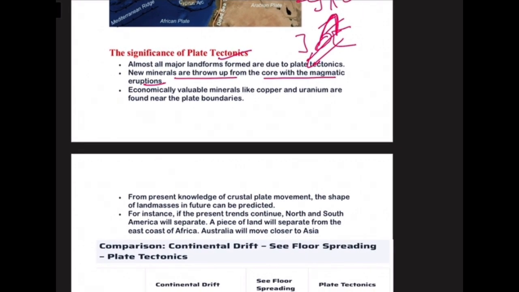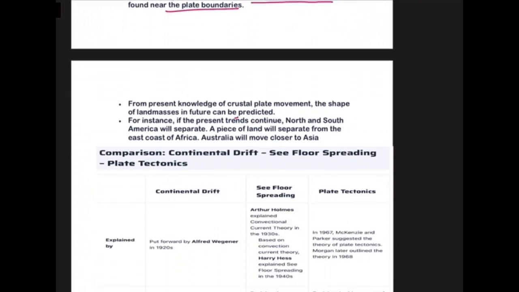Economically valuable minerals like copper and uranium are found near the plate boundaries. From present knowledge of crustal plate movement, the shape of land masses in the future can be predicted. For instance, if the present trend continues, North and South America will separate. A piece of land will separate from the east coast of Africa. Australia will move closer to Asia. This may happen. Okay, this is the prediction.